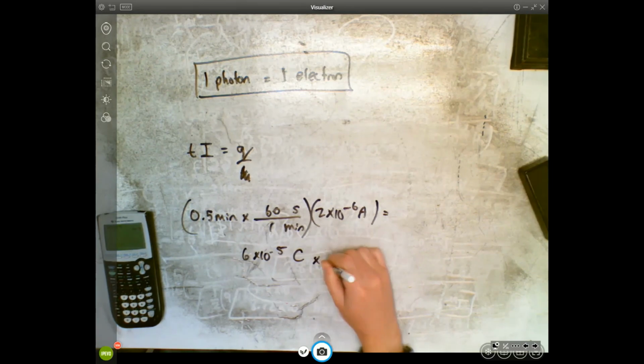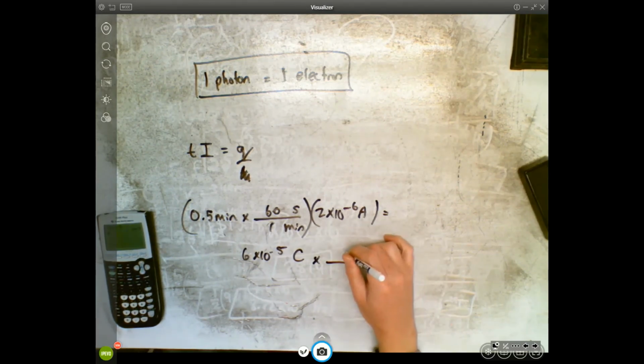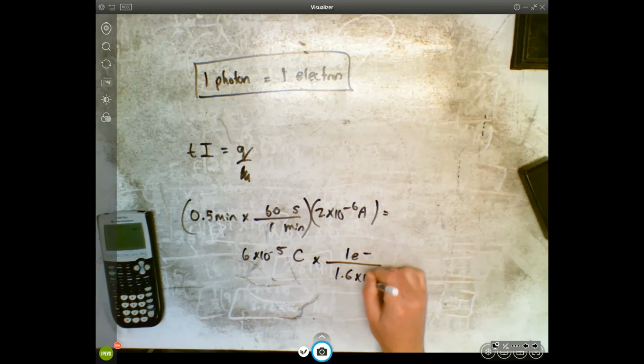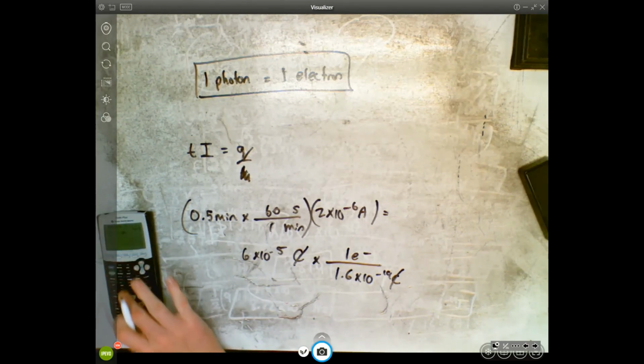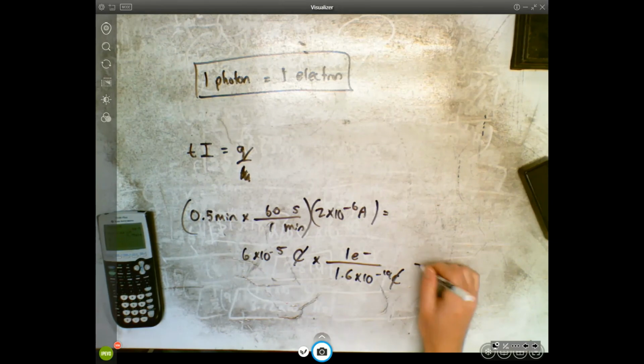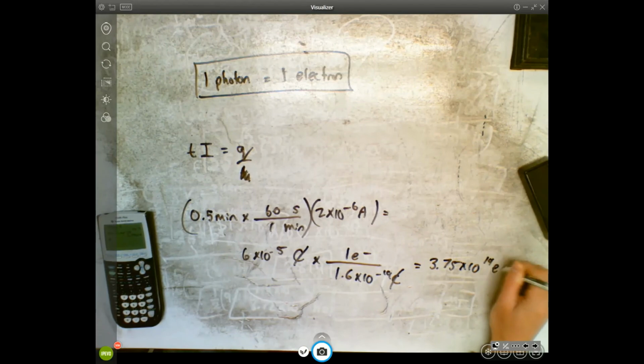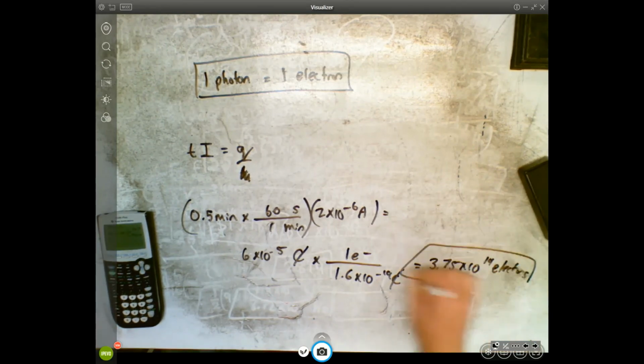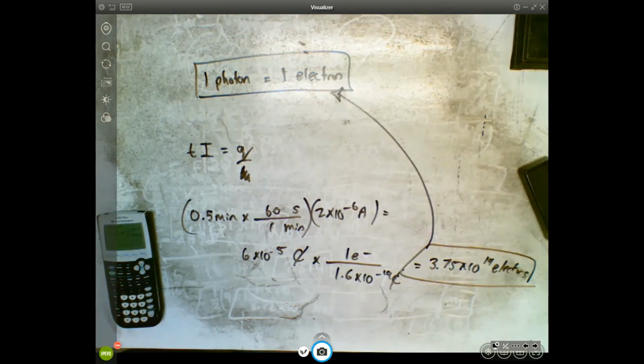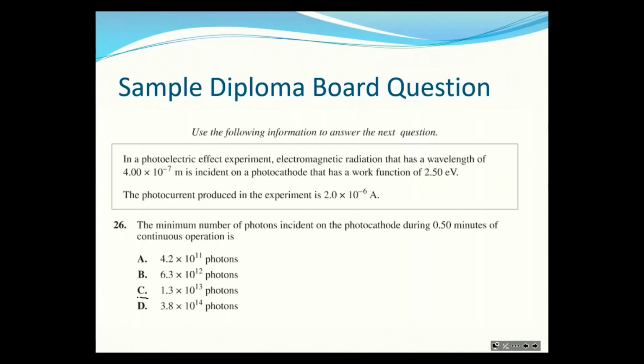So we did these conversions before. We know that one electron has a charge of 1.6 times 10 to the negative 19 coulombs. So if we take that answer and divide it by 1.6 times 10 to the negative 19 coulombs, you end up getting 3.75 times 10 to the 14 electrons. So that's how many electrons went past that point. And we know that one photon releases one electron, which means we have to have the same number of photons. So that makes D our correct answer.